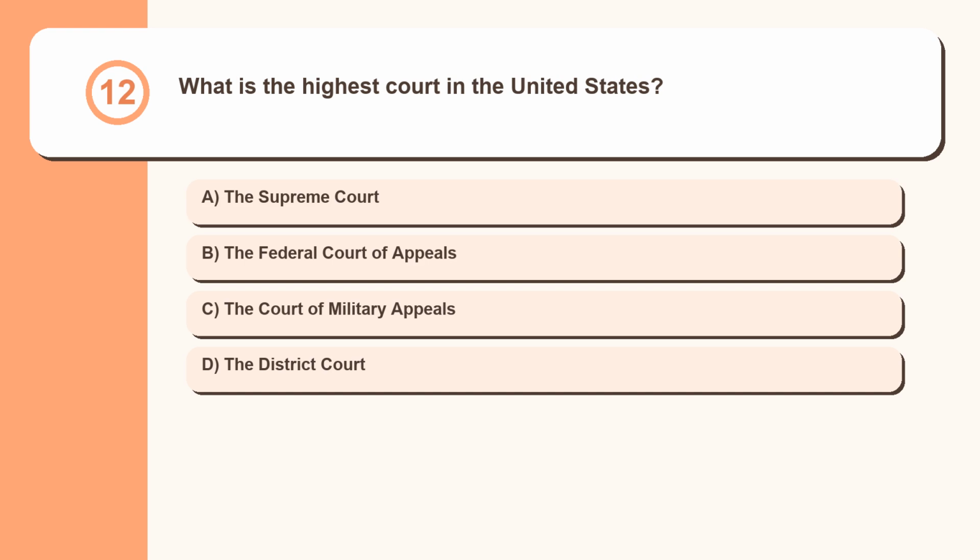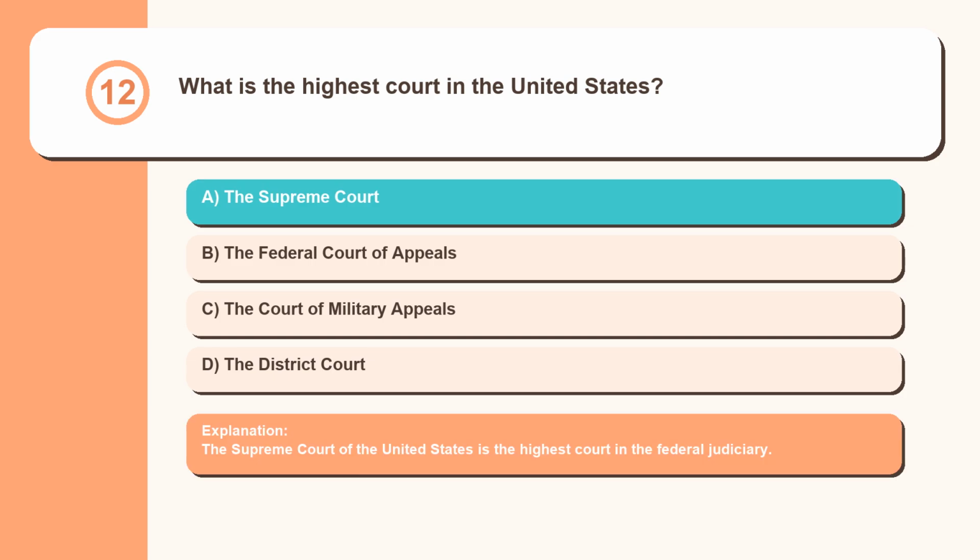Question 12. What is the highest court in the United States? The Supreme Court, the Federal Court of Appeals, the Court of Military Appeals, the District Court. The Supreme Court of the United States is the highest court in the federal judiciary.